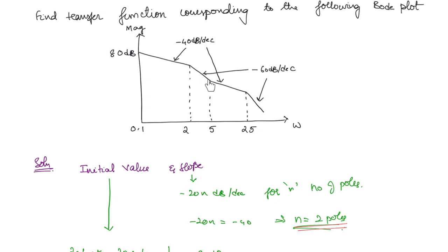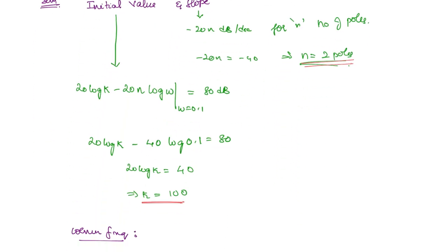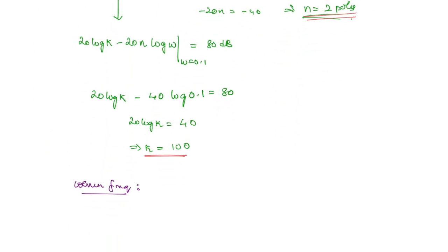And what about at 5? It is changing from minus 60 to minus 40. That means slope is increasing now, right? It is becoming minus 40. So the change is plus 20 dB per decade. So this will correspond to a 0. Similarly at 25, it is becoming from minus 40 to minus 60. So this will correspond to a pole. So first you can write down the corner frequencies. This is going to be 2, 5 and 25.